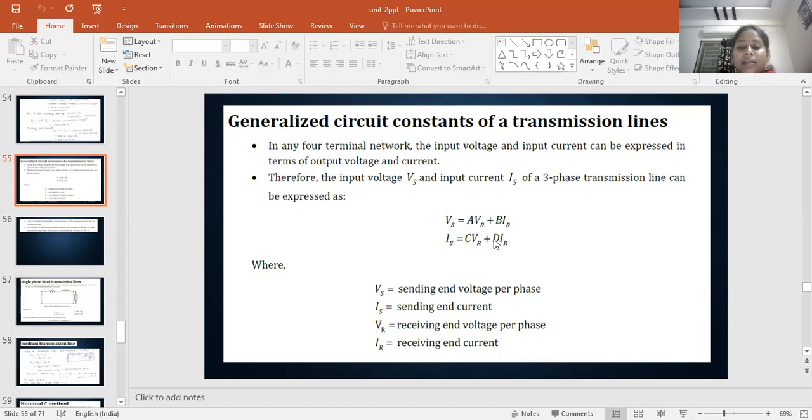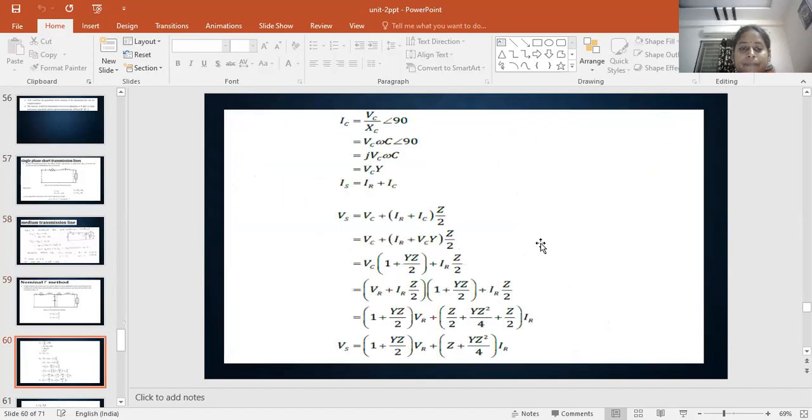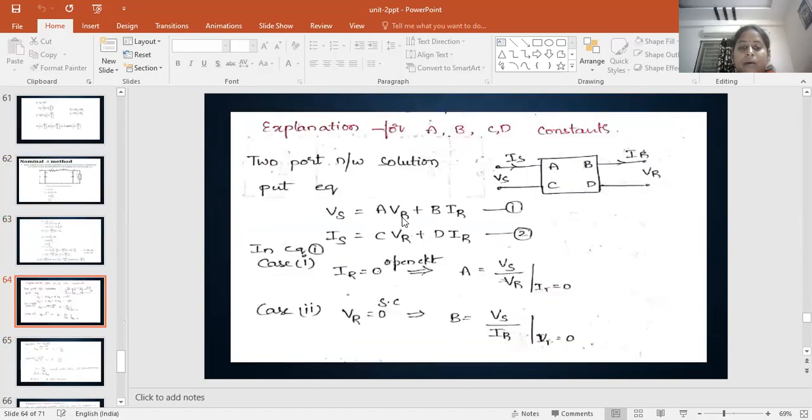Here we can mention some conditions once again. This is the circuit showing the representation of ABCD parameters. On the input side, the sending end current and voltage are Is and Vs, and at the receiving end the current flowing is IR and the receiving end voltage is VR.